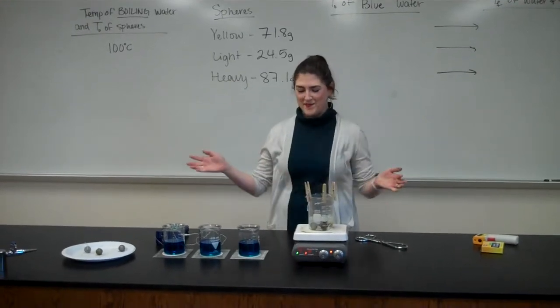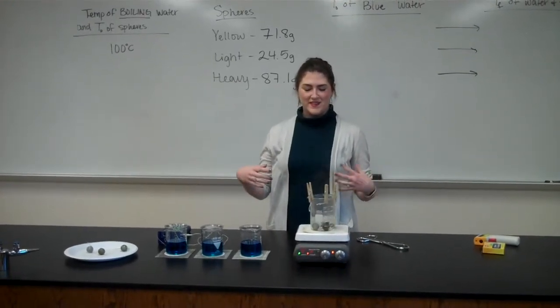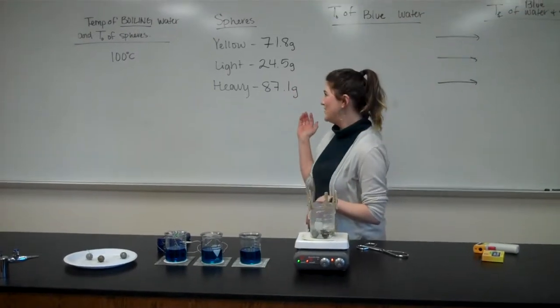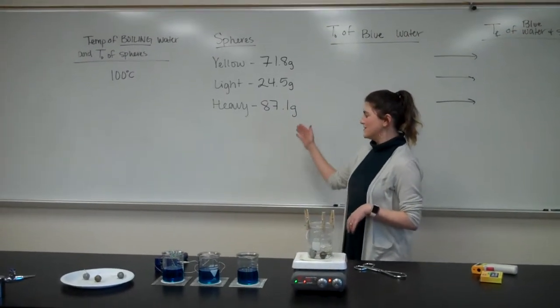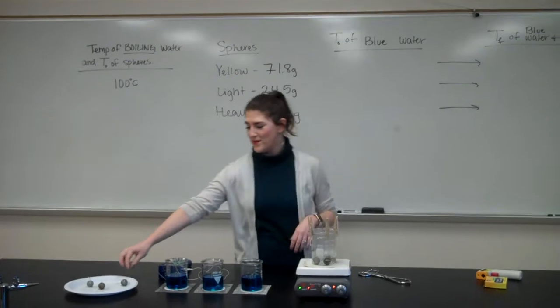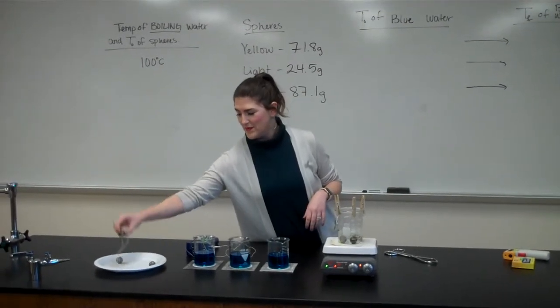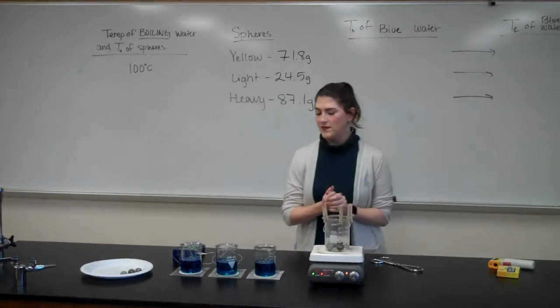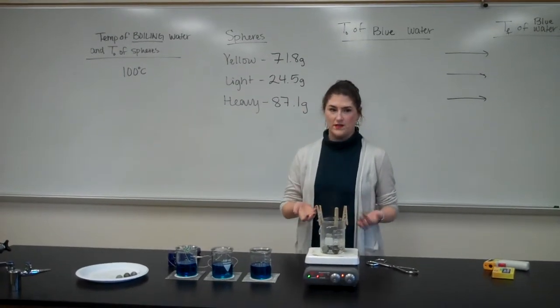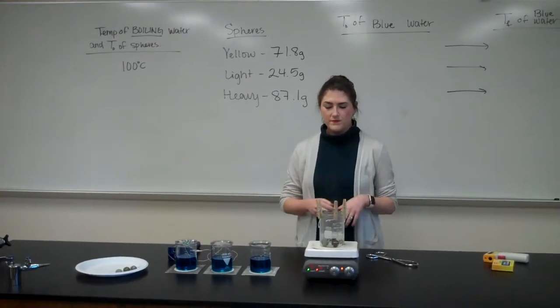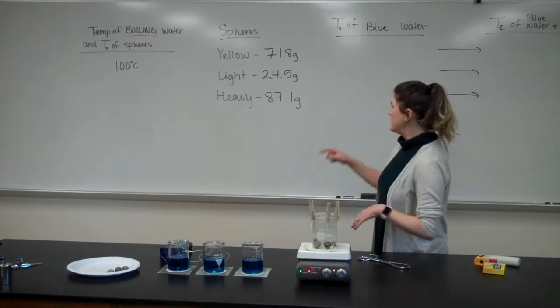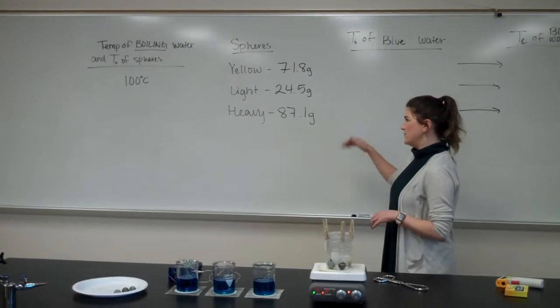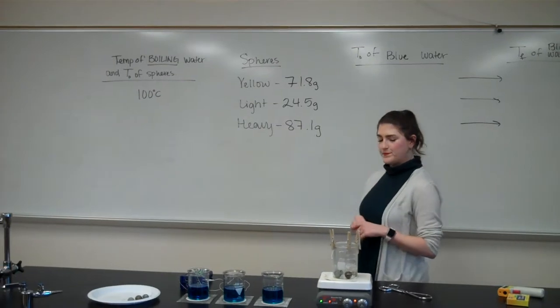Alright guys, this is the specific heat lab. In your data table you have some information that you need to record about the spheres that we're dealing with. We've got 3 unknown composition spheres that we're going to be figuring out what the specific heat of them is. So as far as your masses, go ahead and write those down for me please.